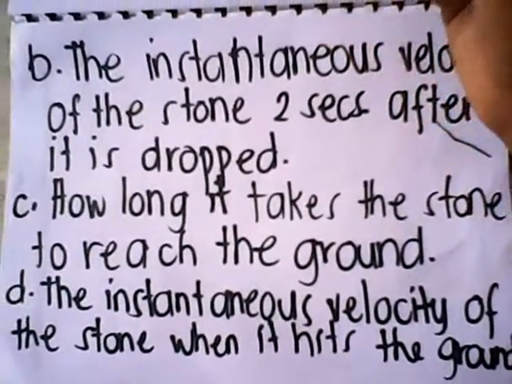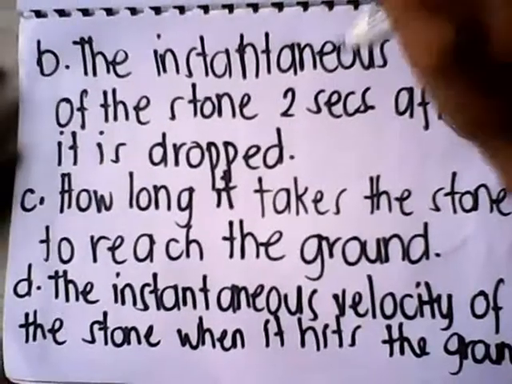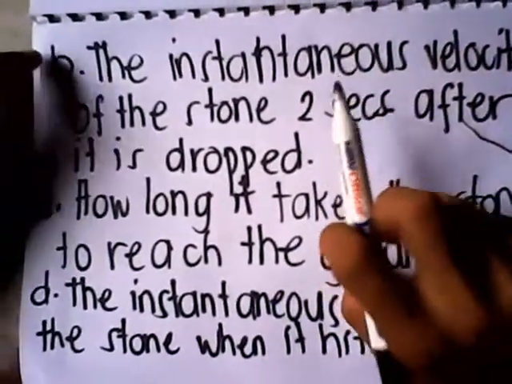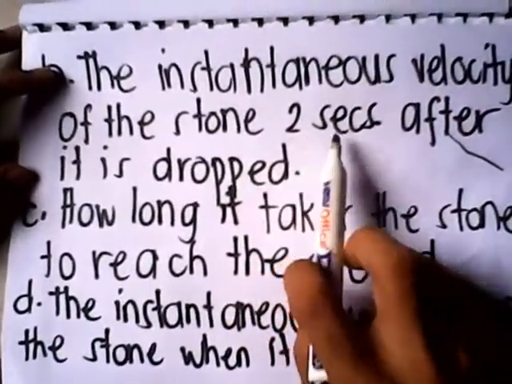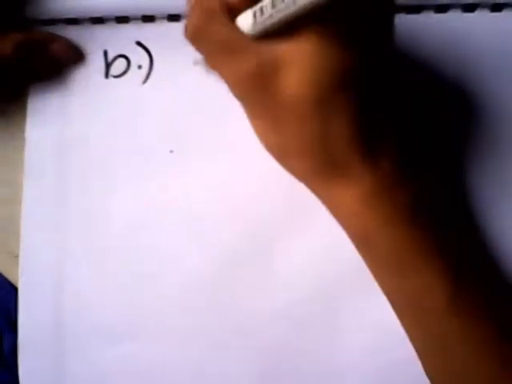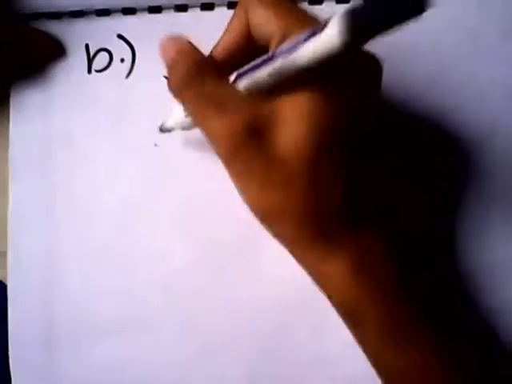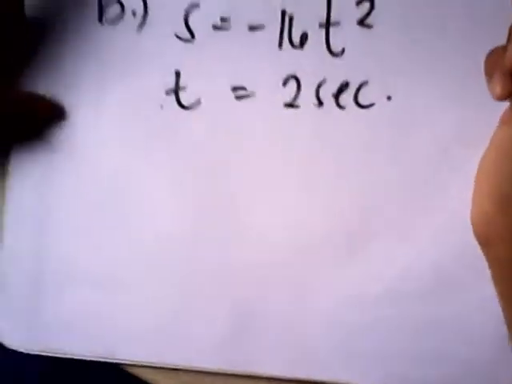Because we have found out that the instantaneous velocity of the stone in 1 second is negative 32 feet per second, then we have to find letter B, the instantaneous velocity of the stone 2 seconds after it is dropped. So, given our position function, s is equal to negative 16t squared, and time is equal to 2 seconds when the stone is dropped.